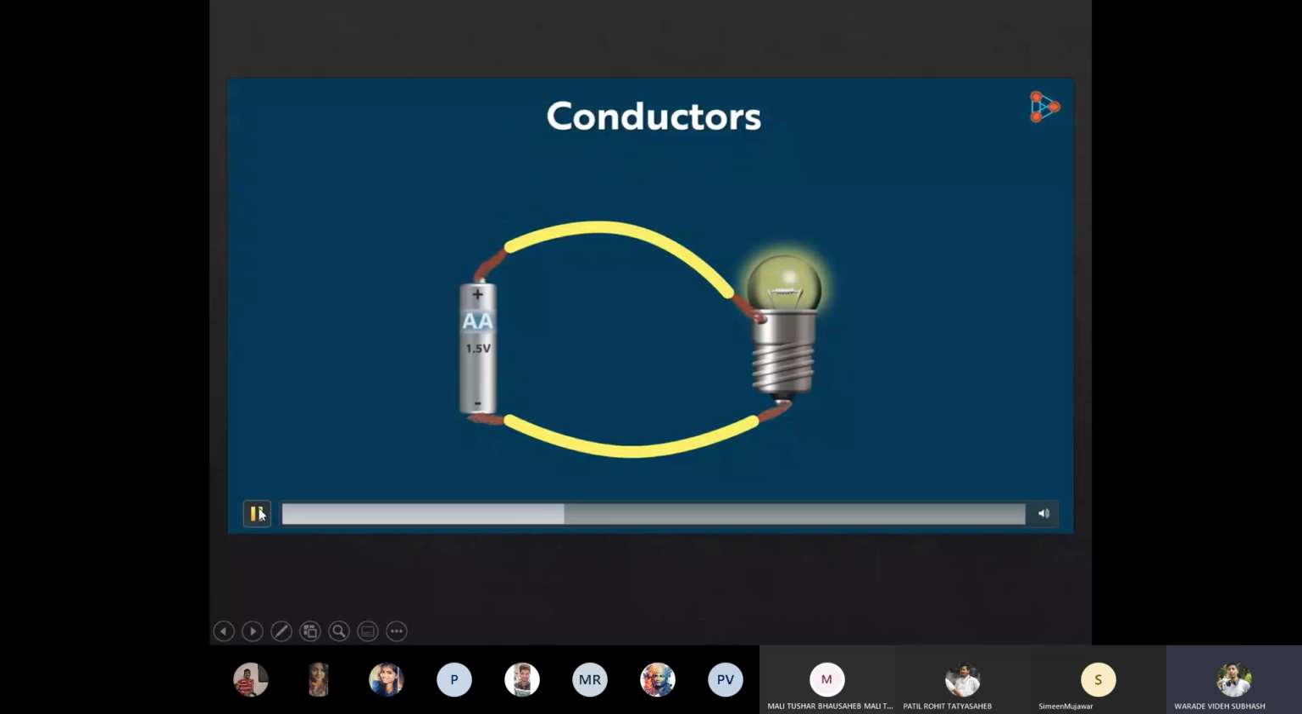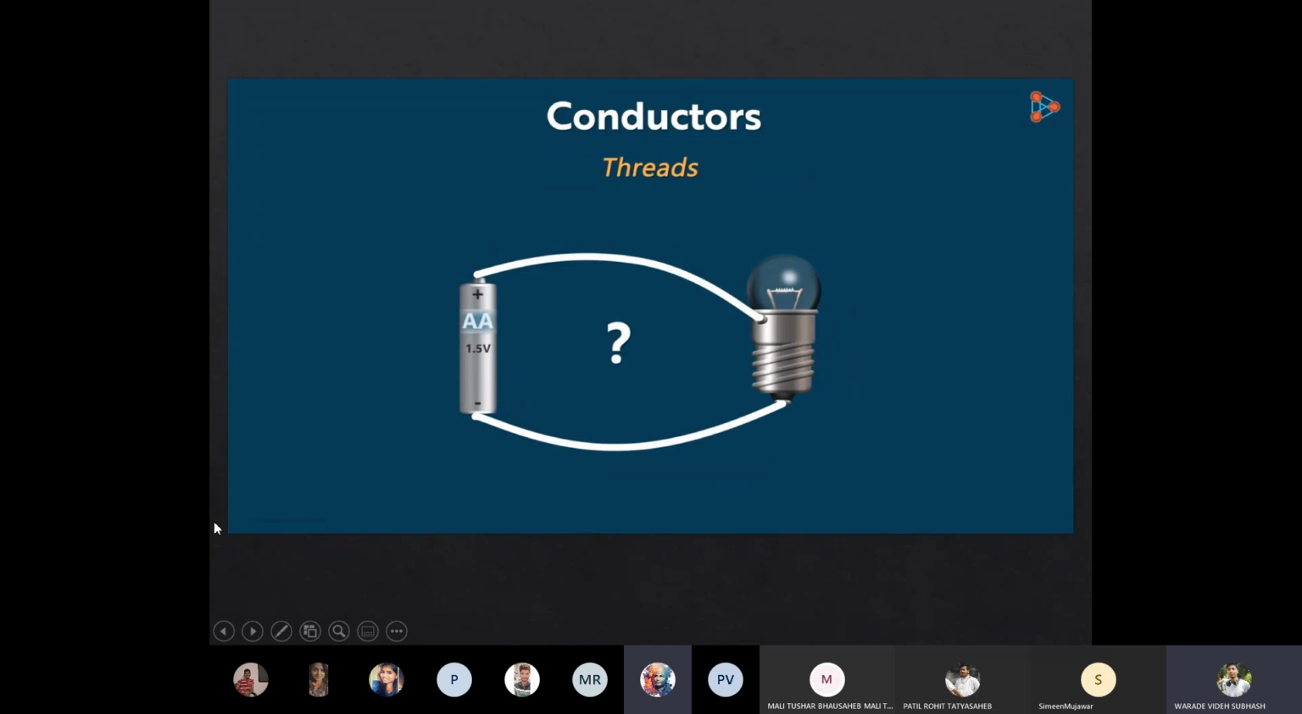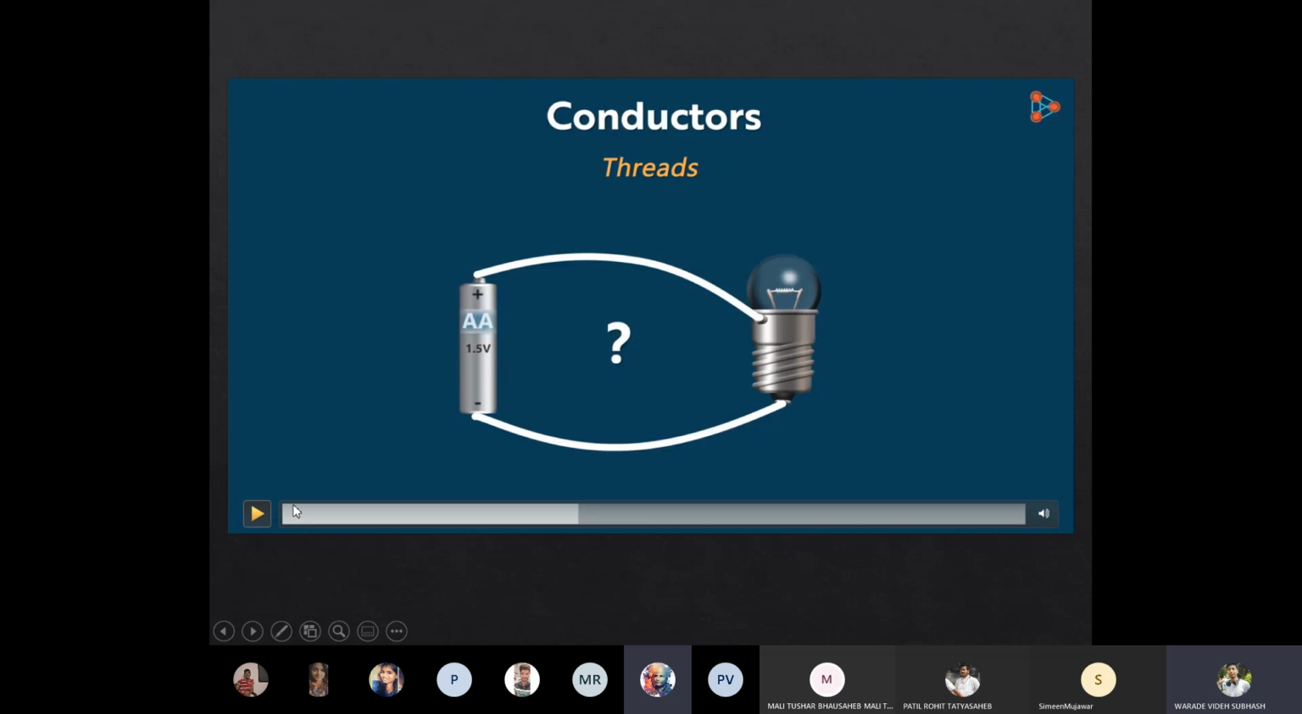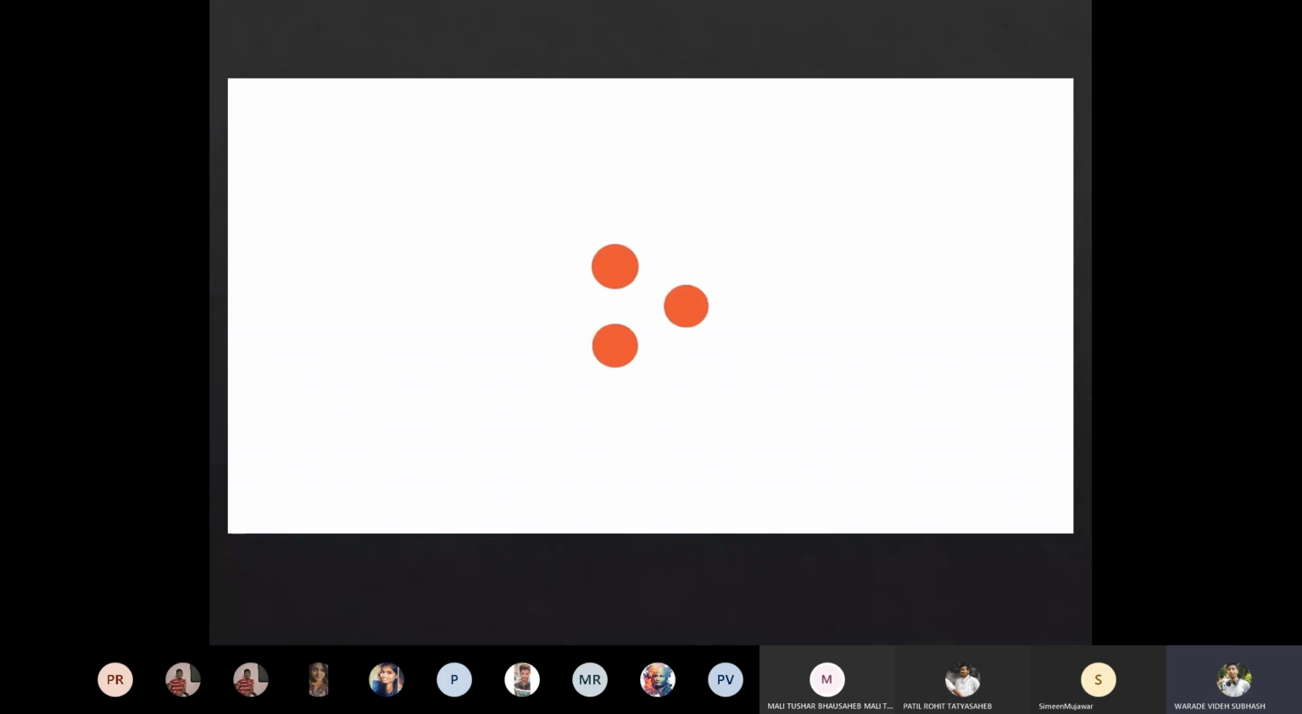Now, instead of copper wires, what if we use pieces of thread in the circuit? Will the bulb glow in that case? So now in this video, we have learned about conducting materials and their definition. Next, I will share this PPT with you, so you can watch the whole video. I will share the next slide.